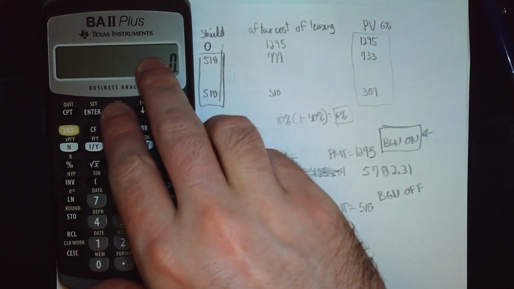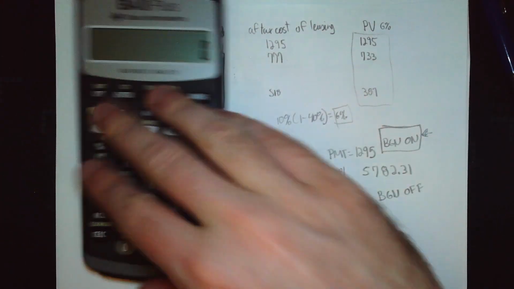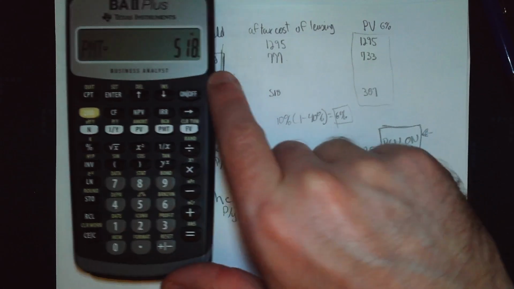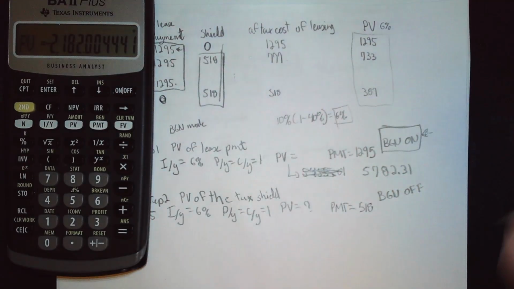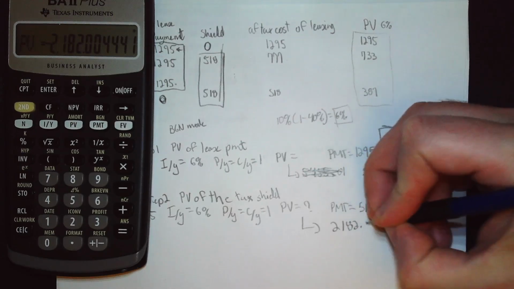Notice I'm not in BGN mode. I always try to remove BGN mode right away when I use it. We don't need to change any of the numbers except the PMT, sorry, the payment, which is 518, and we can calculate this PV. And I get a PV of 2,182.00.